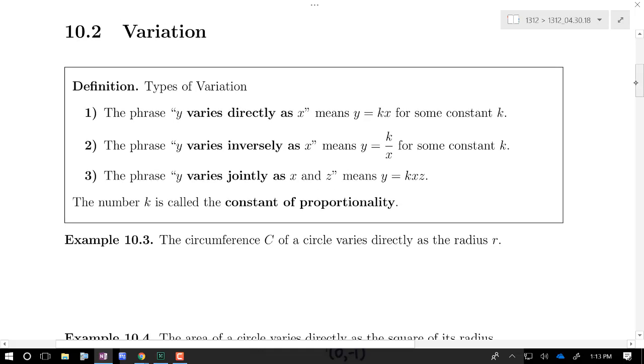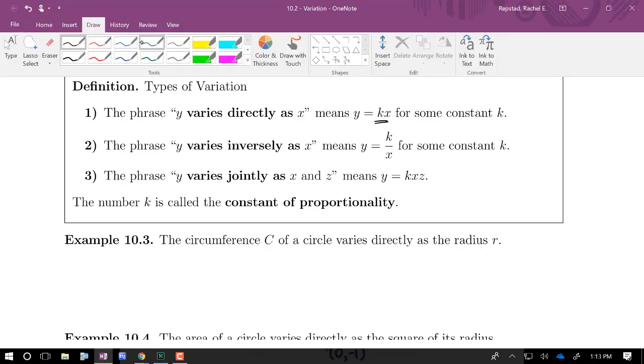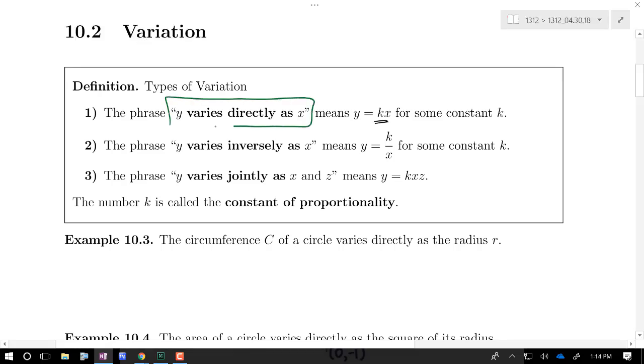So this next section is on variation, and a lot of it is just on how to read a problem and what certain terms mean. If we use the phrase y varies directly as x, that means that y is equal to k times x for some constant k. This is equivalent to saying y is proportional to x.